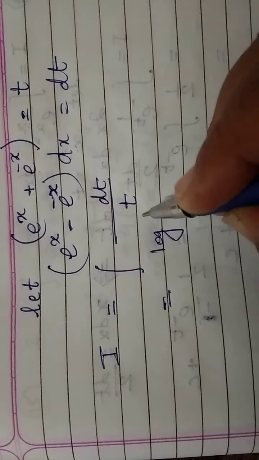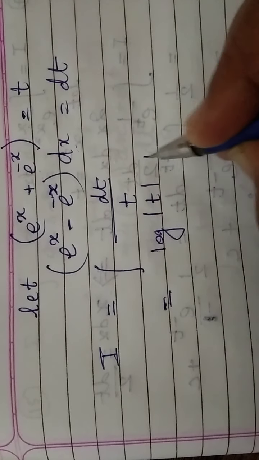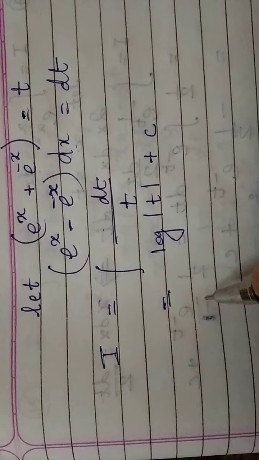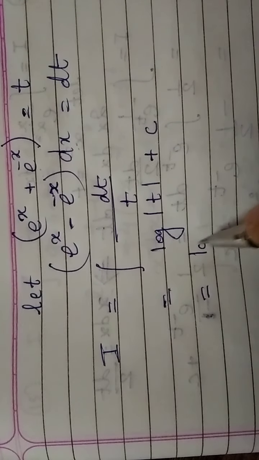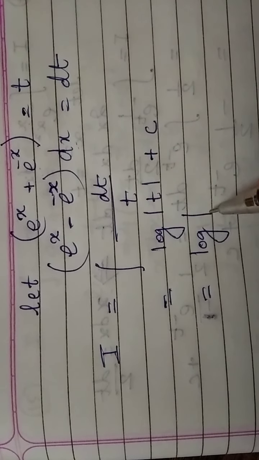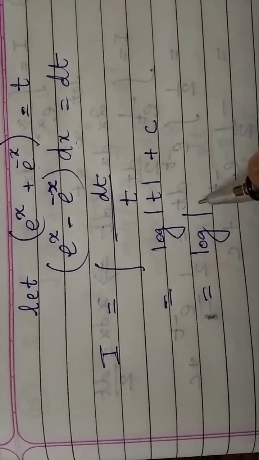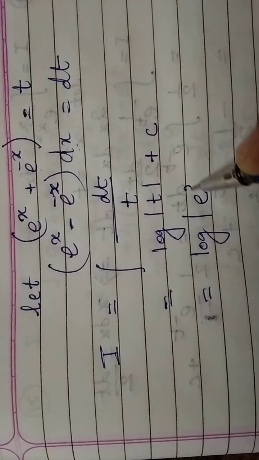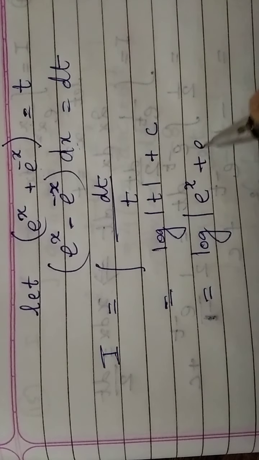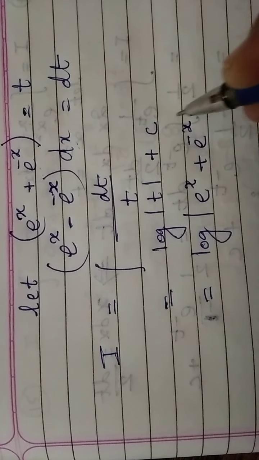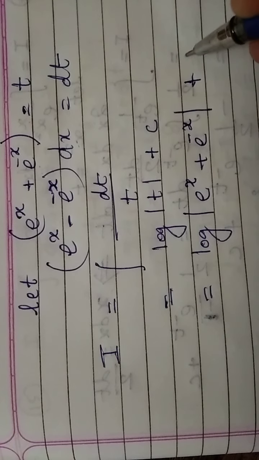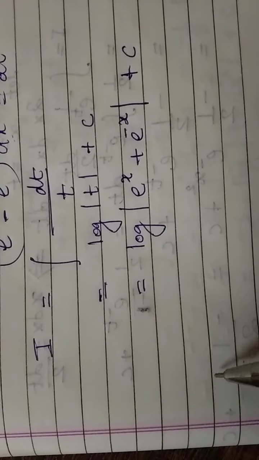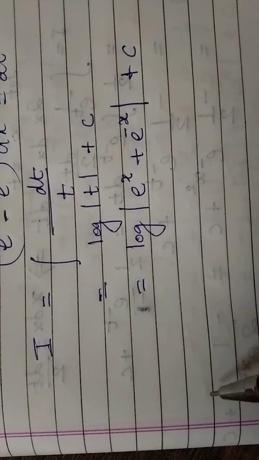I know that it is log of modulus of t plus c. So that is equal to, my original question did not have t, so I have to resubstitute the value of t. What was my value of t? My value of t was e raised to x plus e raised to minus x. This was my t, plus c. So let's move to the next question.